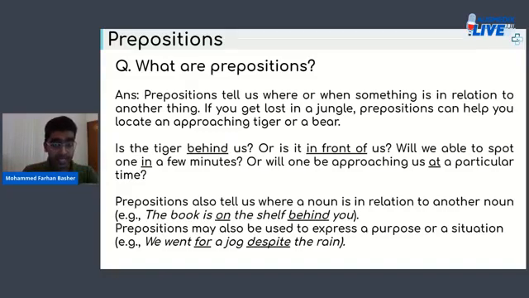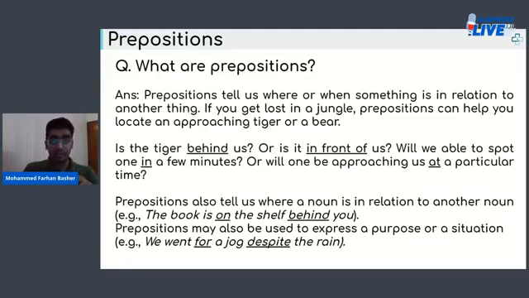Is the tiger behind us? So, for example, you can ask your friend who is also with you in that jungle. Maybe your friend can see the tiger, and maybe you cannot. So you can ask your friend if the tiger is behind you. Is it behind me, right? If I ask you that, you can look out for me, and check and respond to me whether it is behind me or not. So the word behind here is a preposition, you see?